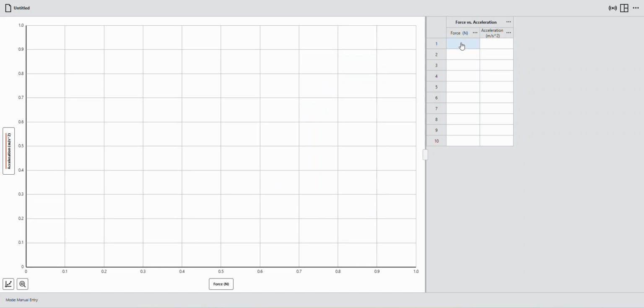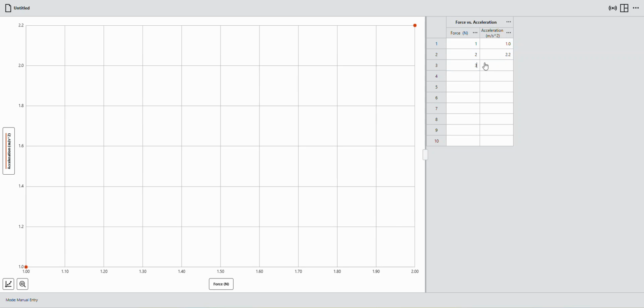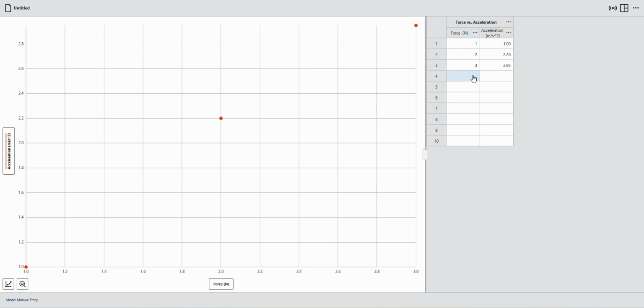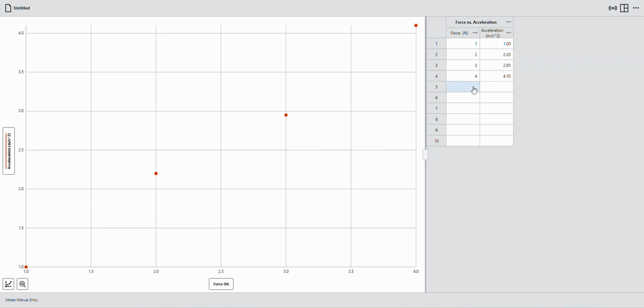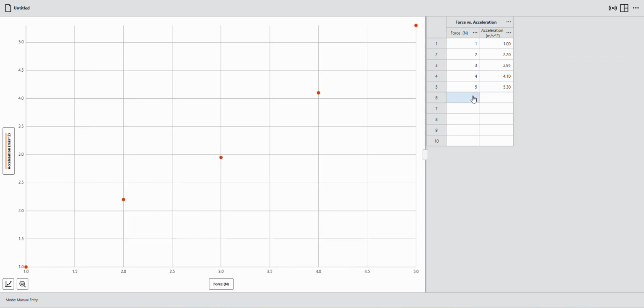Now suppose that I have a mass of 1 kilogram, but I am doing an experiment, so we get some dispersion in the values. When the force is 1 newton, I will have an acceleration of 1 meter per second square. When the force is 2 newtons, I will get an acceleration of 2.2 meters per second square. When the force is 3 newtons, I will measure an acceleration of 2.95 meters per second square. When the force is 4 newtons, I have 4.1 meters per second square. And when the force is 5 newtons, let's say that I have 5.3 meters per second square of acceleration. So this is my data.